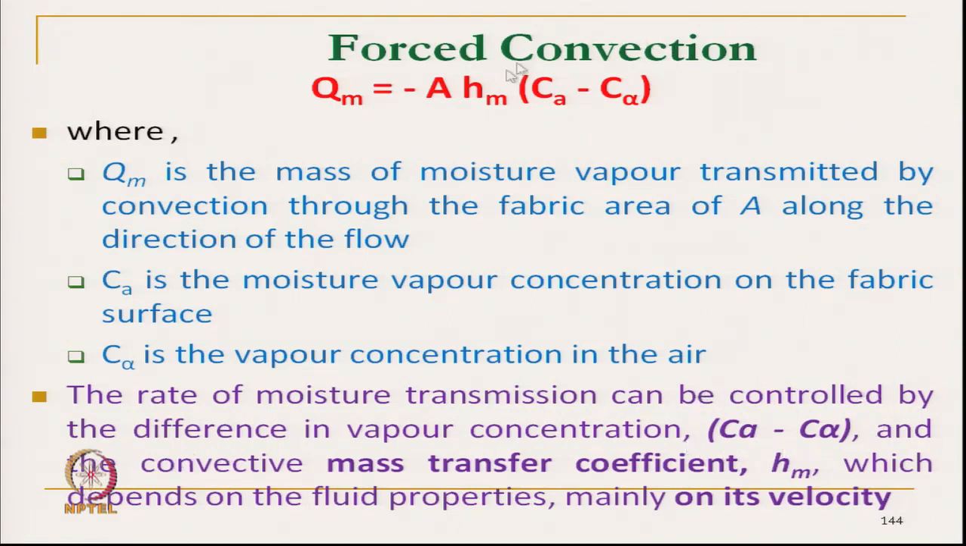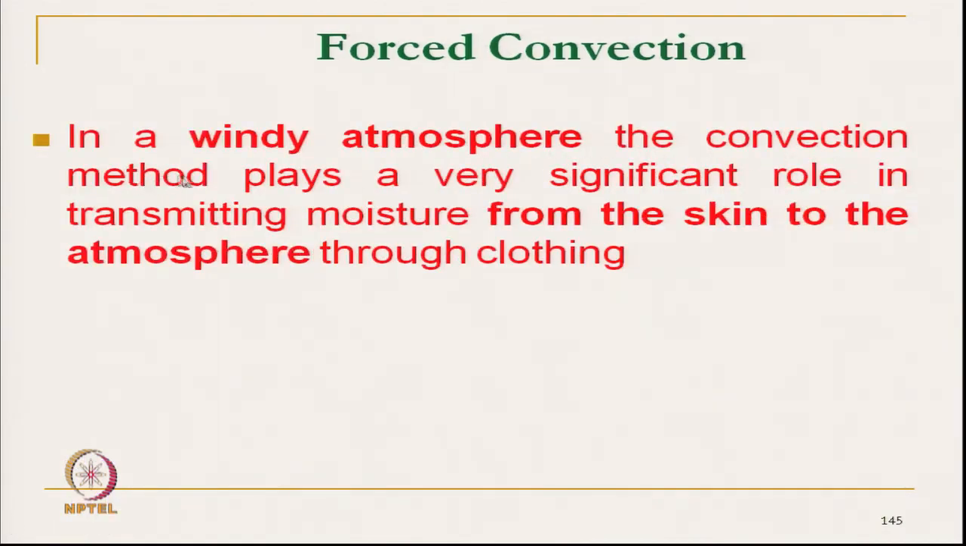So, this is the difference in concentration and the mass transfer coefficient Hm, which depends on the fluid property, that is, on the viscosity of the fluid. So, this is the mass transmission coefficient here. In a windy atmosphere, the convection method, this forced convection method, plays a very significant role in transmitting moisture from skin to the atmosphere through the clothing.